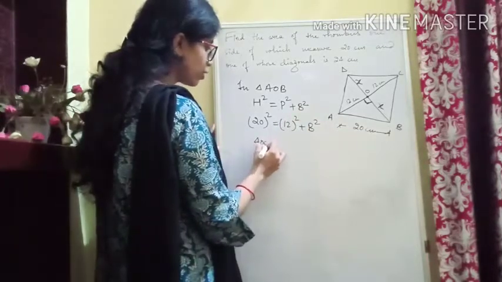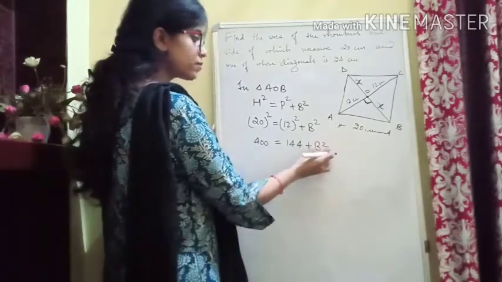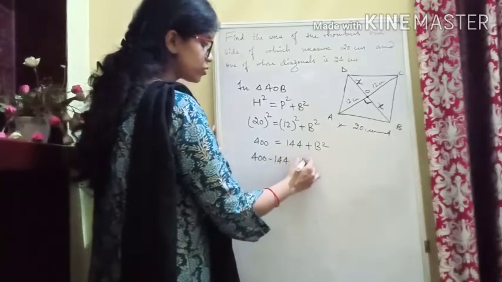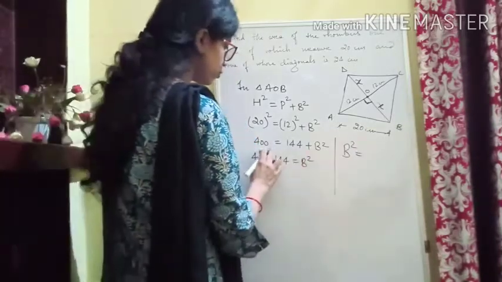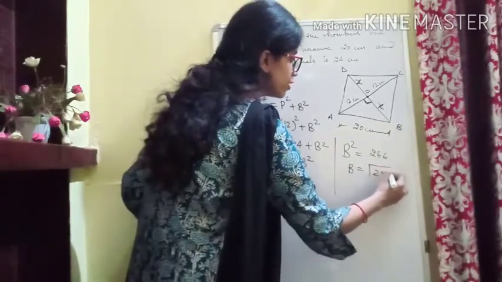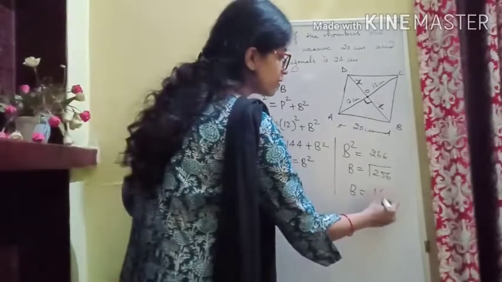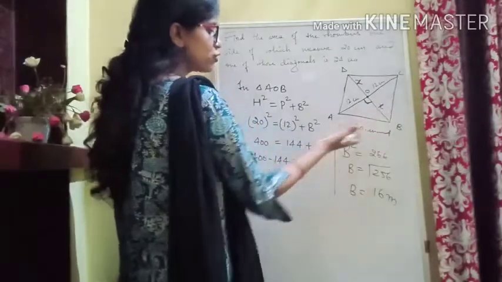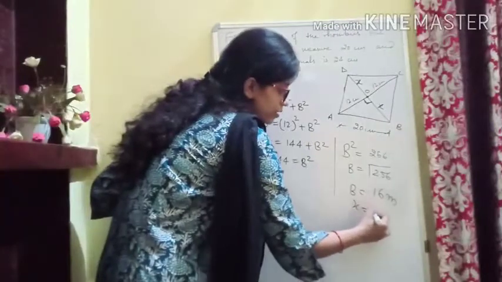So this is 400, and this is 144 plus base square. To calculate the base, we bring it this side: 400 minus 144 equals base square. When you subtract, this gives you 256, or base will be root of 256. You know that 256 is the square of 16, so when you simplify it you will get 16. We had taken it as x, so the value of x is coming 16.